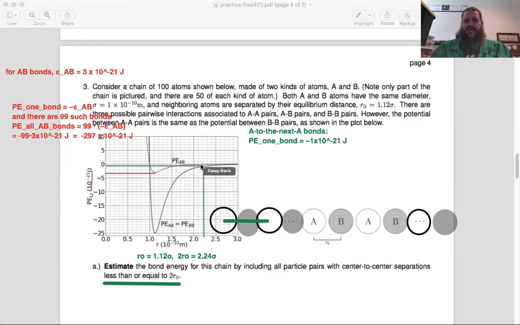And note that that isn't epsilon. Epsilon is the low point, so 25 times 10 to the negative 21. This is just a small fraction of epsilon. Looks like about 1/25 of epsilon. But that's the potential energy of one of those AA bonds. And what do we need to figure out next?